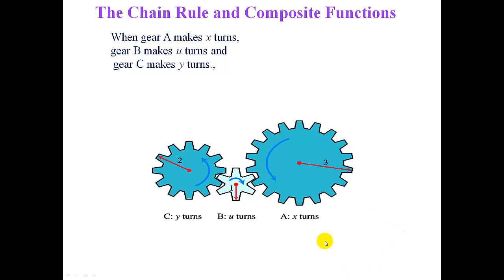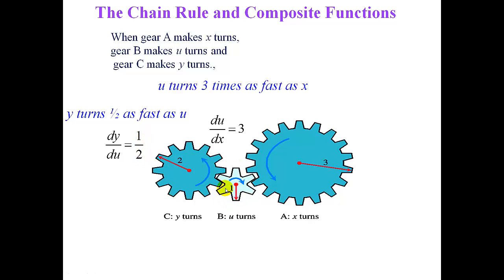And to learn about the chain rule, it's helpful to look at a situation involving gears and think of the gears as parts of the composite function. When gear A, this big gear on the right, makes X turns, gear B makes U turns, and gear C makes Y turns. That third gear C, the one on the far left, turns half as fast as U. So dy/du, the rate of change of Y with respect to U, is 1 over 2.